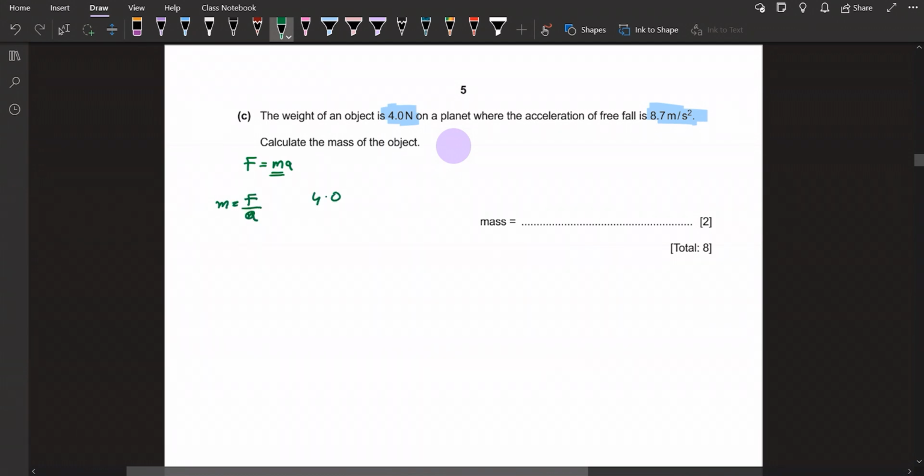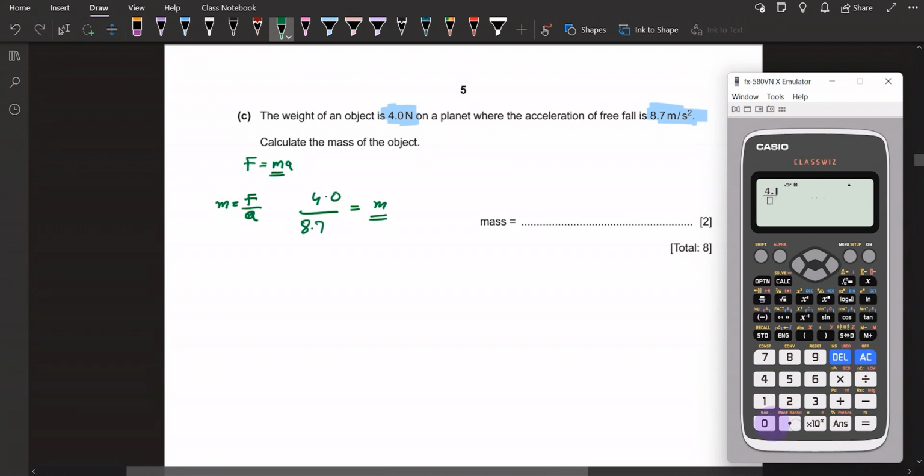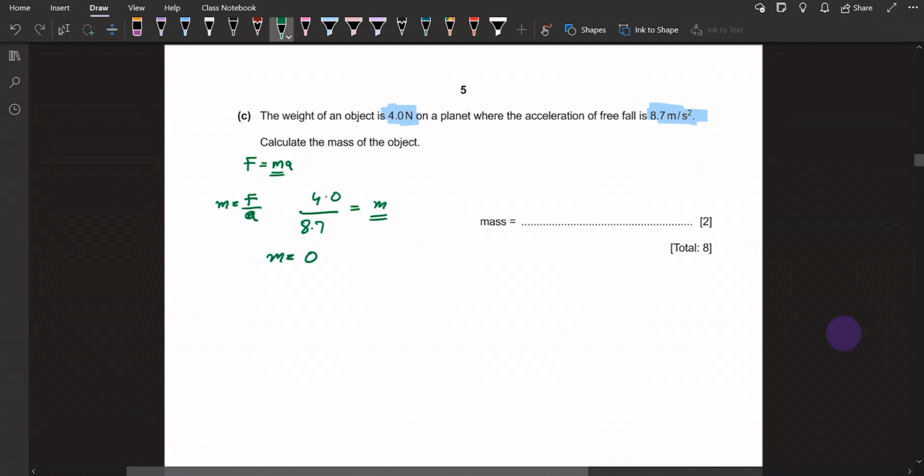Force is 4 and acceleration is 8.7. So we can find out our mass. 4 divided by 8.7, which is going to give us our answer as 0.4597. So we can just round it off to 0.460. So our answer is going to be 0.460, and it's going to be in kg because mass is in kg. And we are done with question number 2.